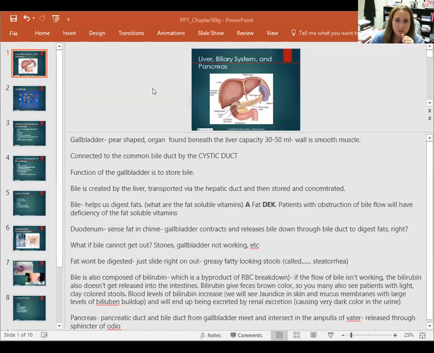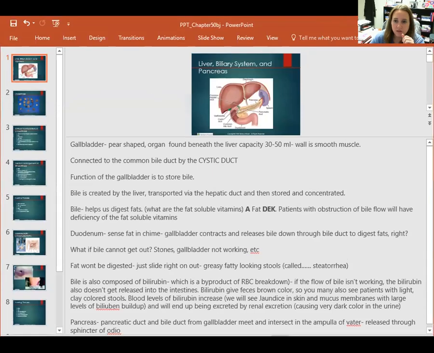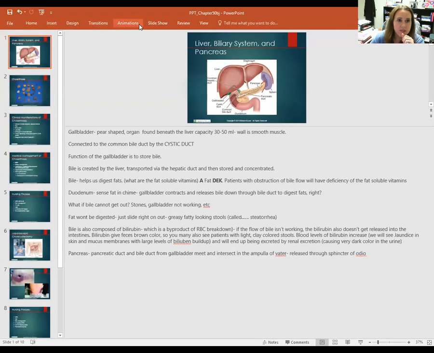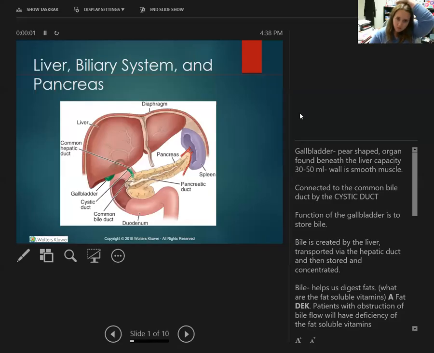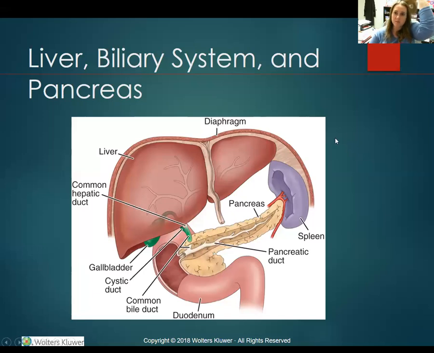I'm going to share my screen with you guys. Okay, so we're going to talk about problems with the biliary system, which include the gallbladder and the pancreas.